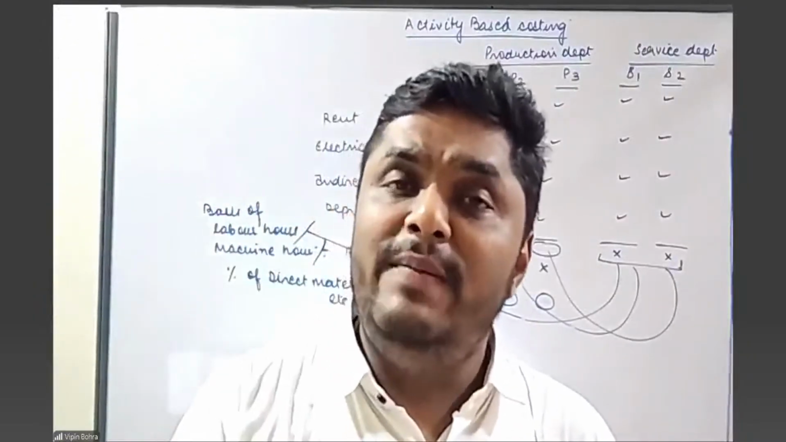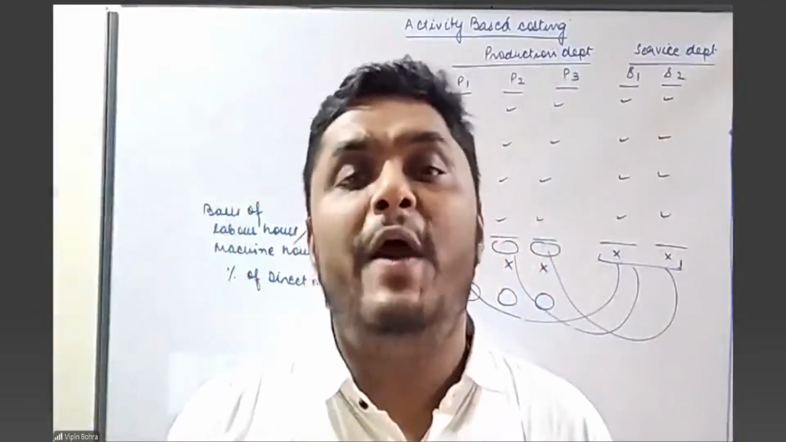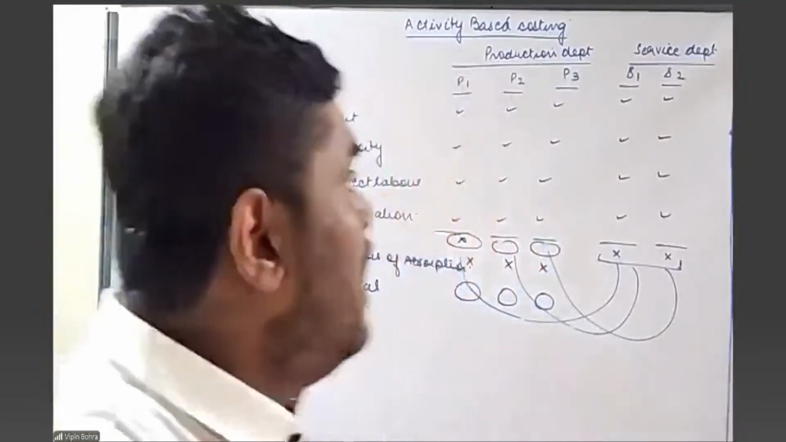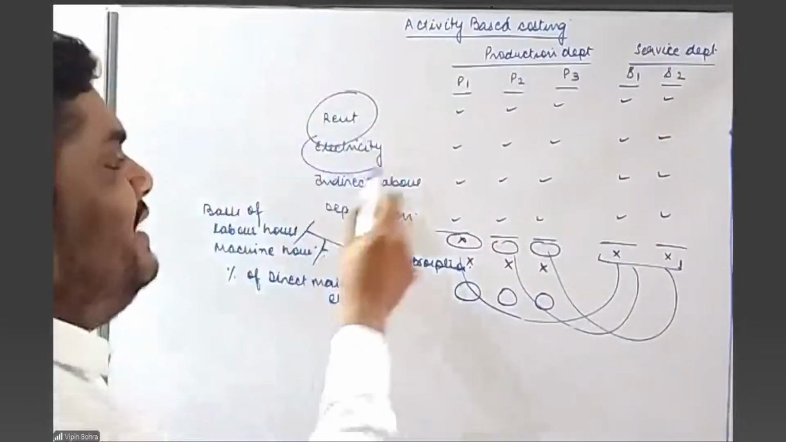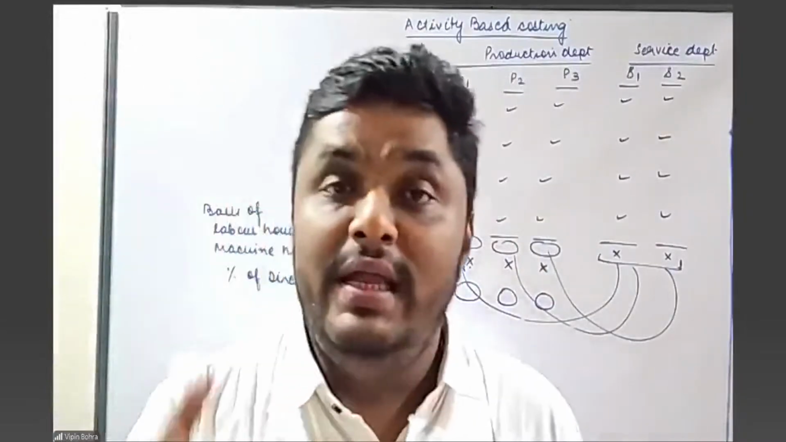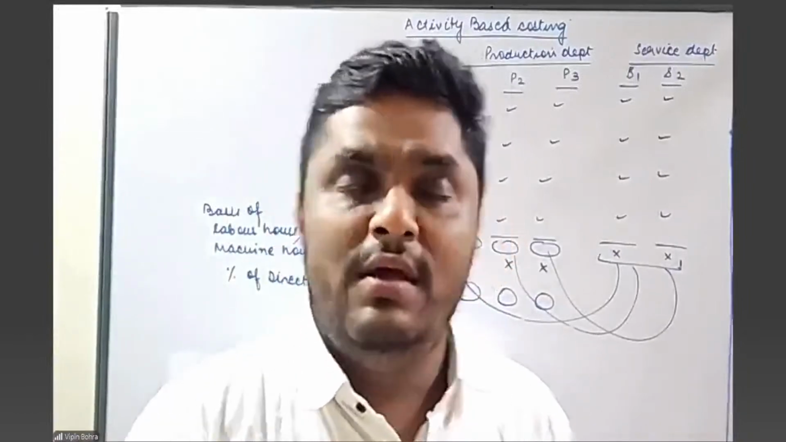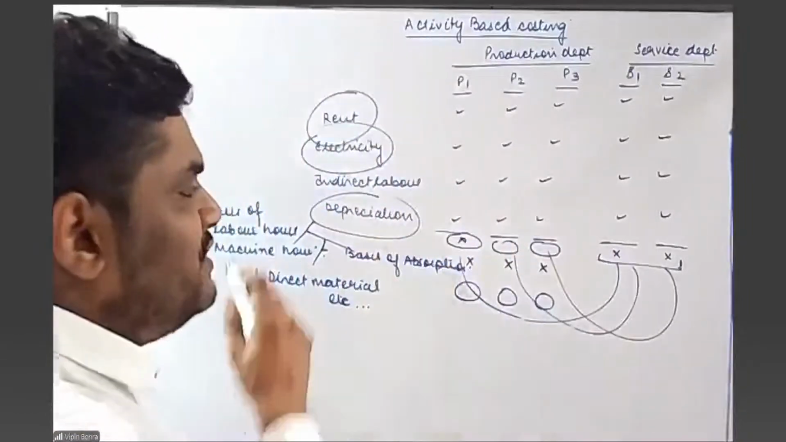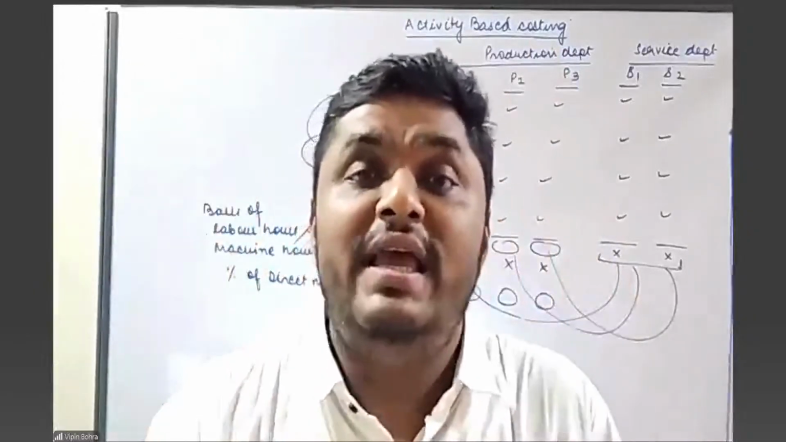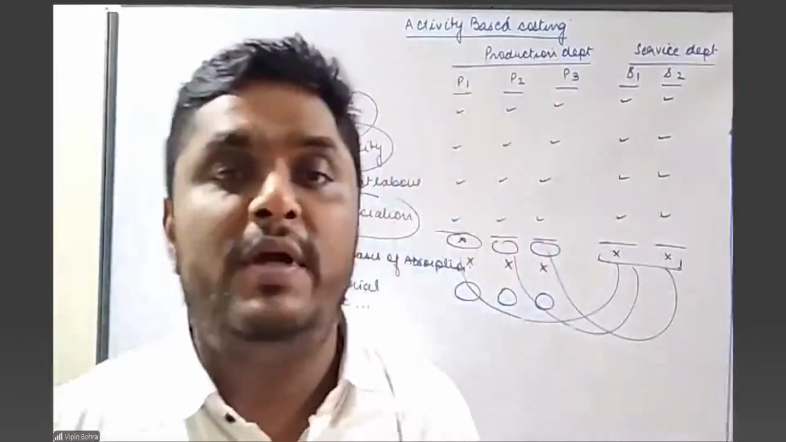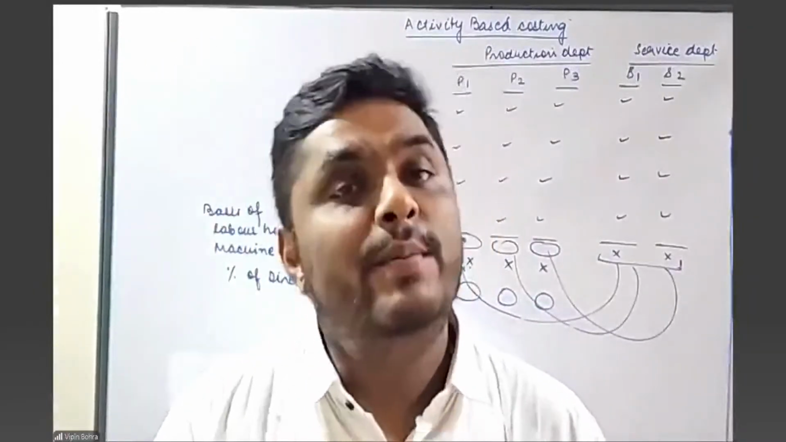Now activity-based costing says, how can you absorb all the expenses on a single basis? Rent has nothing to do with labor hours. Electricity has nothing to do with labor hours. Indirect labor, we can say somehow, somewhere it is linked to labor hours. But depreciation also has nothing to do with labor hours. How can you absorb all these expenses on a single basis? This approach is incorrect. I have a better approach.